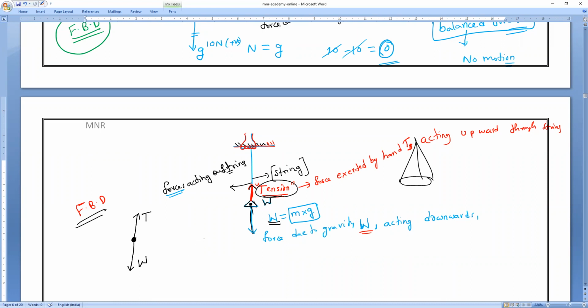So if you add more and more, for example, add weights continuously to the pan, W is increasing. Weight increases, tension also increases. The weight is continuously increasing on the pan, and almost the string will get cut. In the sense of what? The string will break.